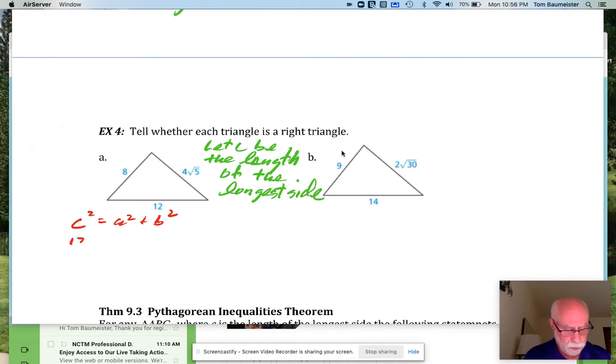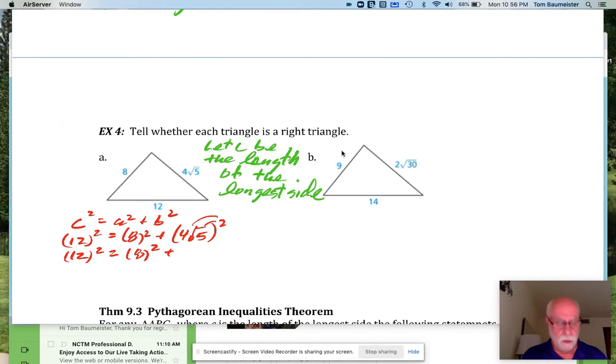So we're going to say 12 squared is equal to 8 squared plus 4 times the square root of 5 squared. Okay, now I want you to think on that one there. Those two are going to be the same, right? But if you want to think about it, that 2 is going to both of those. So we would have 4 squared and the square root of 5 squared.